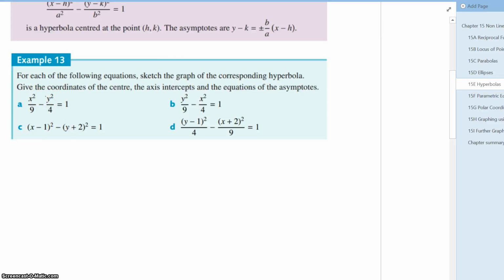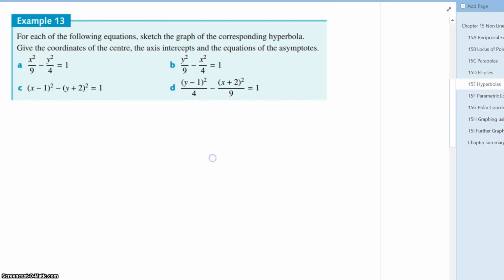So we probably need to work out a couple of things. I'm probably just going to focus on working out the x-intercepts first. X and y-intercepts, although in this case, for the first one, it won't have y-intercepts, and I'll show you why. So let's work out the x-intercepts. So y equals 0. So we've got x squared on 9 minus 0 equals 1. So that means that x equals plus and minus 3. If you rearrange this, you should get that. So x squared equals 9, so x equals plus and minus 3.